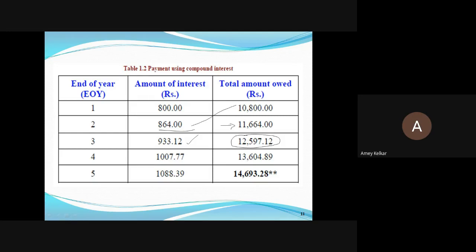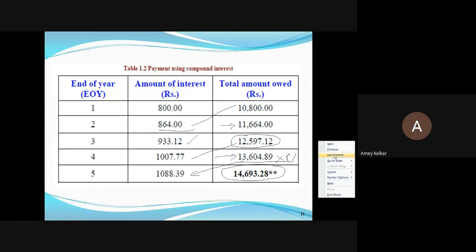Now it is 1,007.77. Add these both, you'll get the amount which you owe to the bank at the end of fourth year. And at the end of the period, that is the fifth year, this amount what we have, 13,604, this you got to multiply by 8%. You'll get the amount here. This is the interest. Add these both, you'll get the final value.